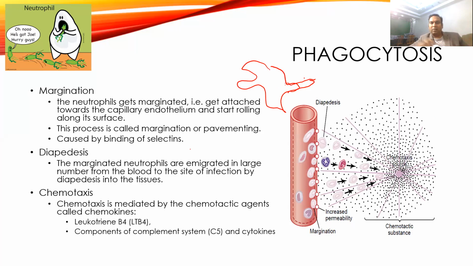The limb which they extend from the cell is called diapedesis, or if you see an amoeba, the same type of process is called pseudopod formation. So diapedesis is where it starts moving out of the capillaries and goes into the tissue space, the interstitial space.